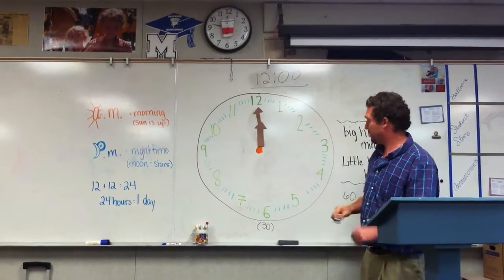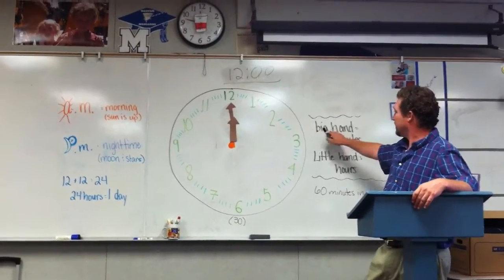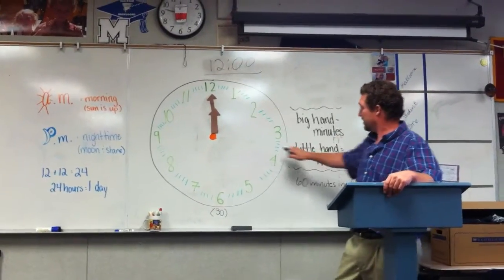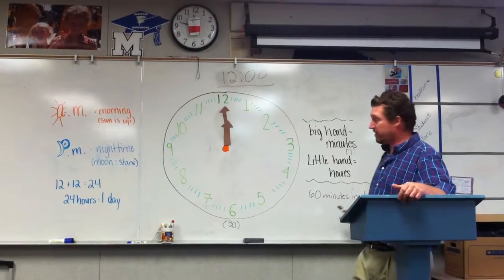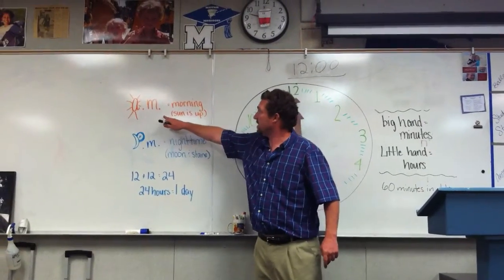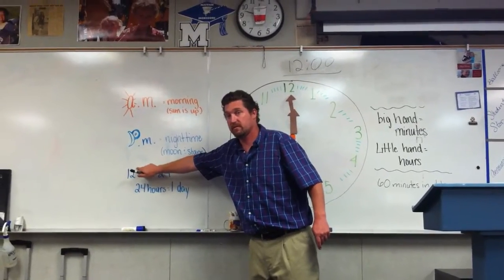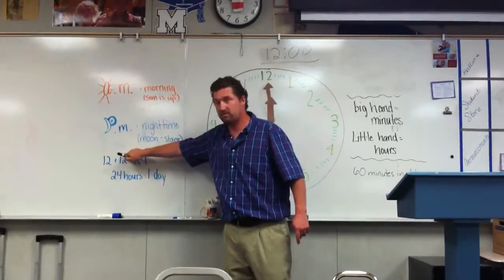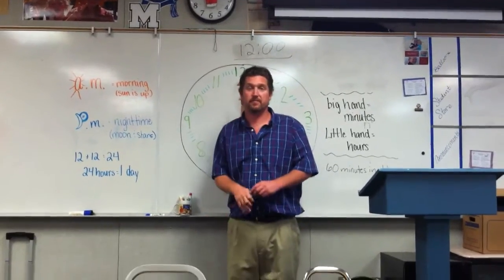Okay, so let's review all the stuff we've learned today about clocks. The big hand is called the minute hand. The little hand is the hour hand. There's 60 minutes in 1 hour. 24 hours in a day. AM is your early morning hours, which has 12. PM is your afternoon and nighttime hours, which also has 12, which makes 24 hours in the day. Very good, guys. Thank you for paying attention.